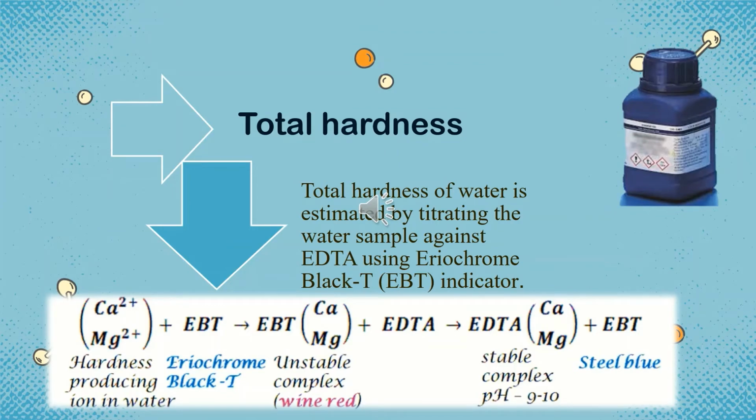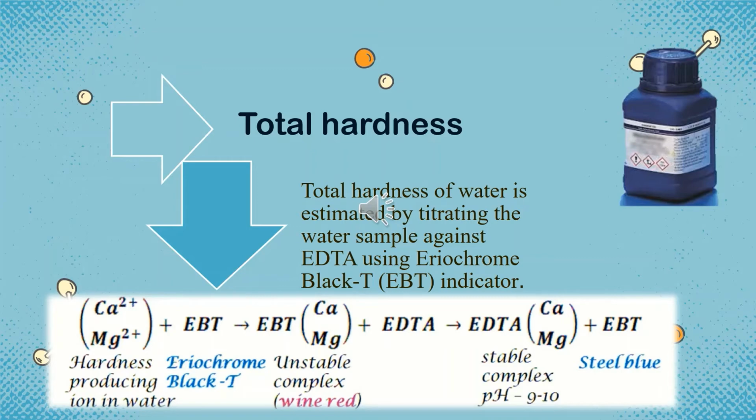Total hardness. Total hardness of the water is estimated by titrating the water sample against EDTA using Eriochrome Black T indicator, which has blue color. For this purpose, EBT, that is Eriochrome Black T indicator, is added in the solution sample containing calcium and magnesium. It results in the formation of unstable complex of EBT with that of calcium and magnesium.